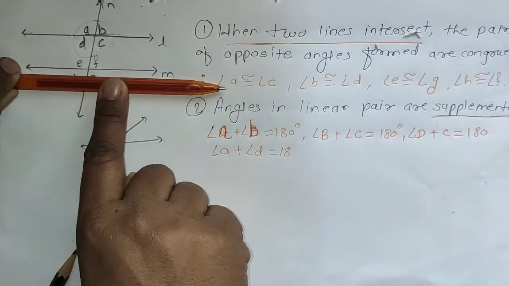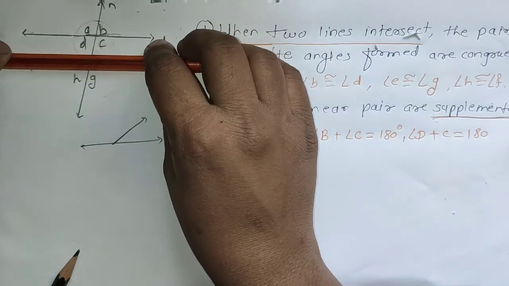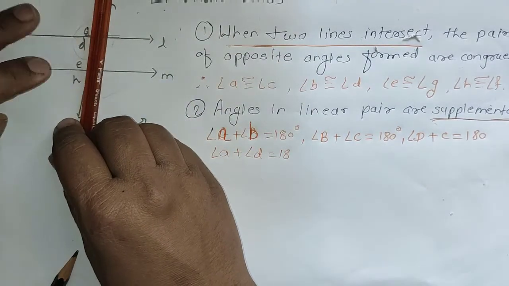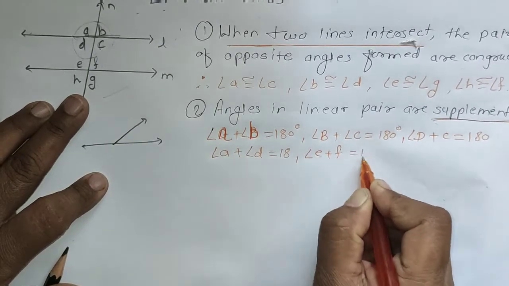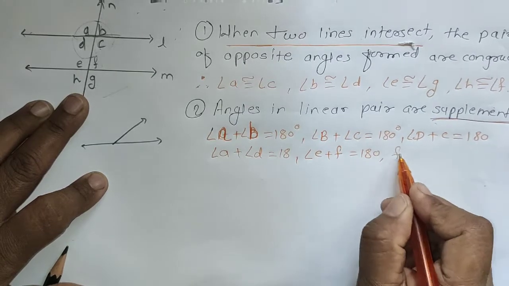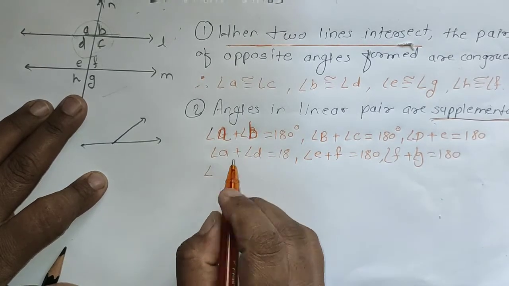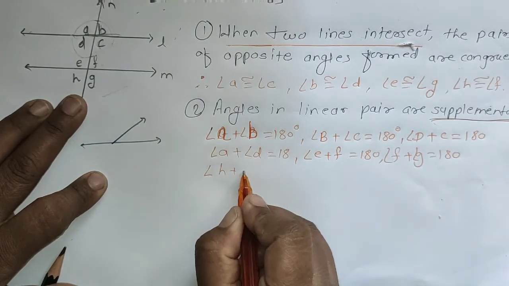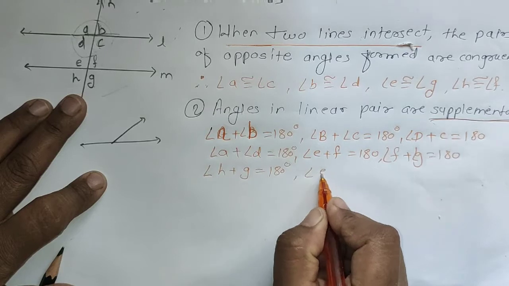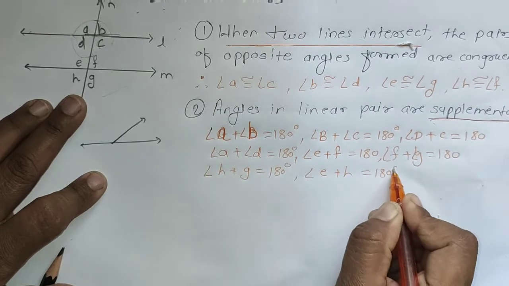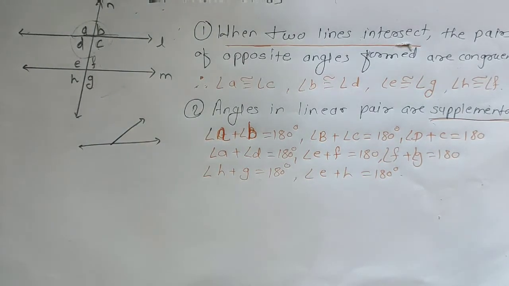Same way, E plus F is equal to 180, F plus G is equal to 180, then H plus G is equal to 180, and E plus H is also equal to 180 degrees. So here we will write angle E plus F is equal to 180, then F plus G is equal to 180, then angle H plus G is equal to 180 degrees, and angle E plus H is also equal to 180 degrees. Okay, so that is the second property.